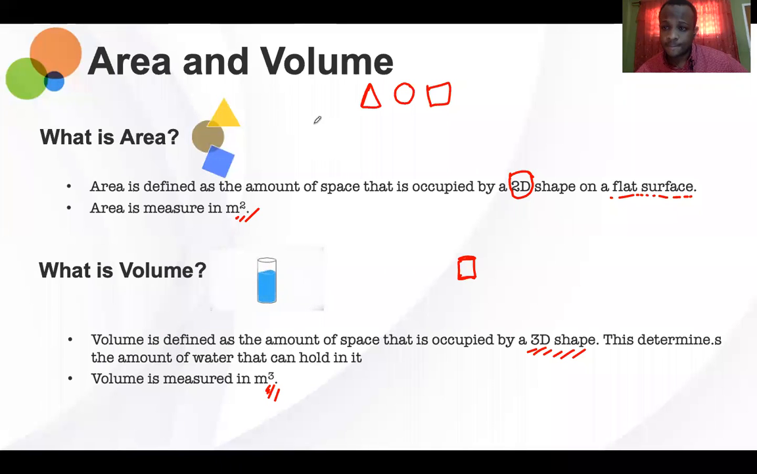Area has to do with land, and volume has to do with liquid? Yeah, essentially. That's just an example.